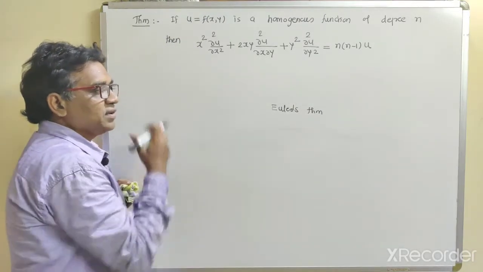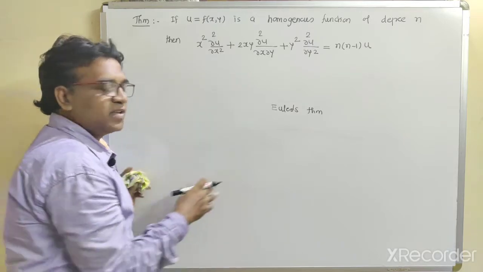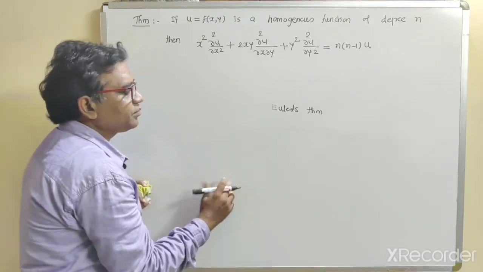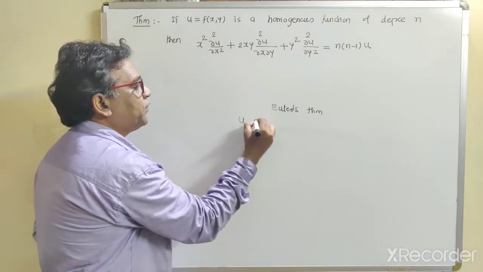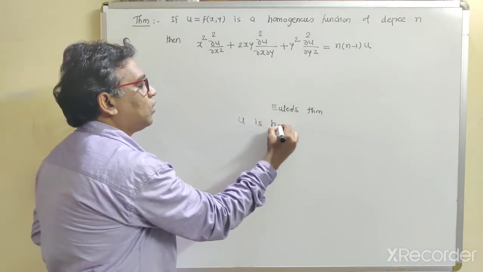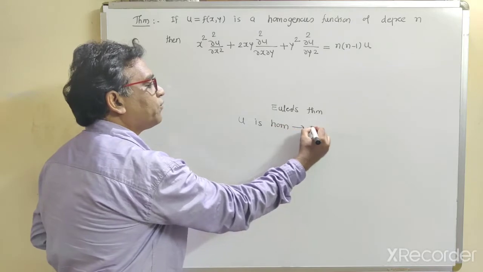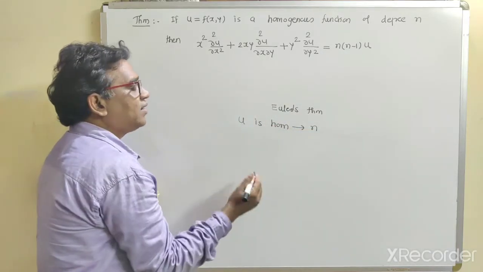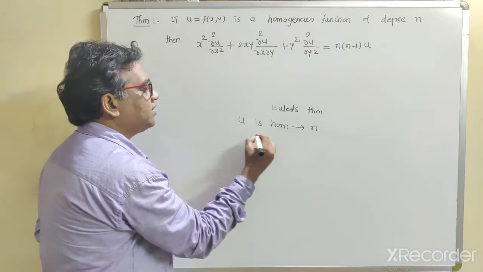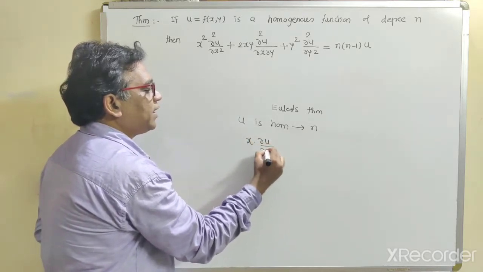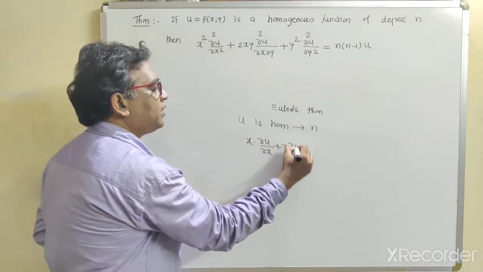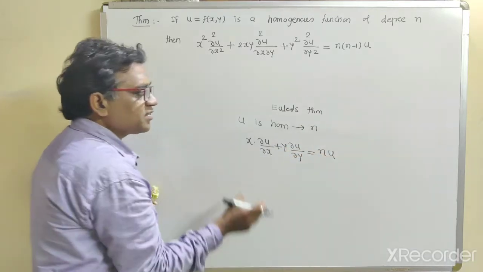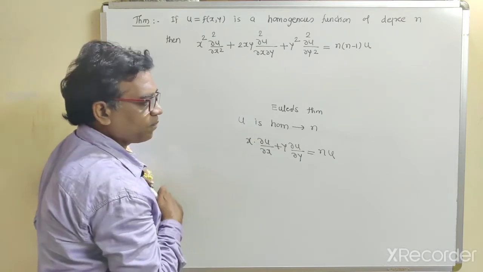Now also we have seen the proof of Euler's theorem. Now see what is Euler's theorem. If u is a homogeneous function of degree n, then what is the statement of Euler's theorem? x into del u by del x plus y into del u by del y is equal to nu. This is the statement of Euler's theorem.